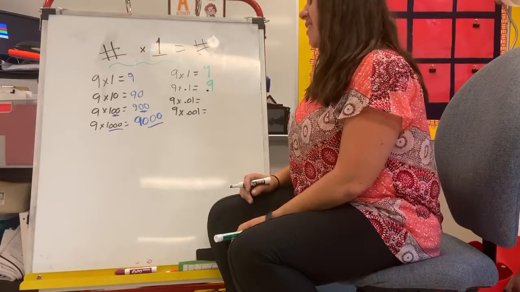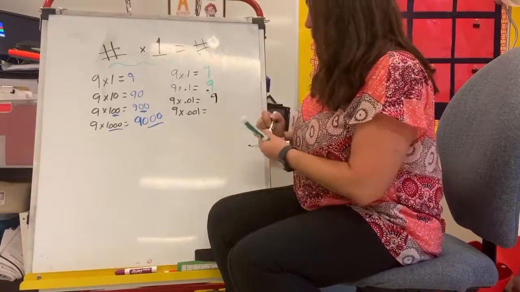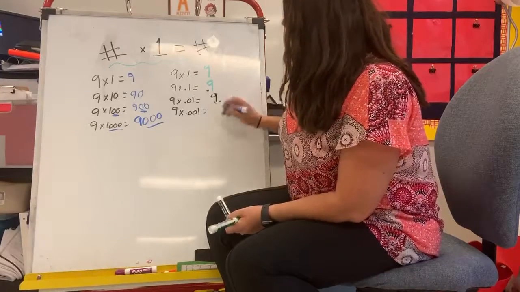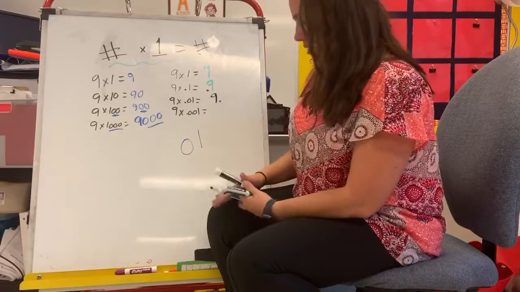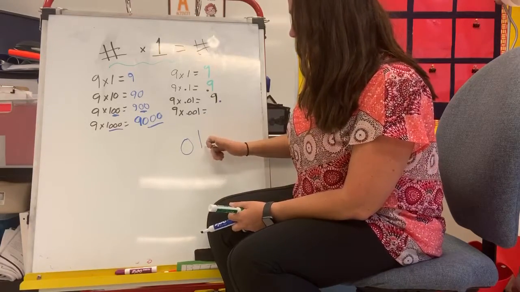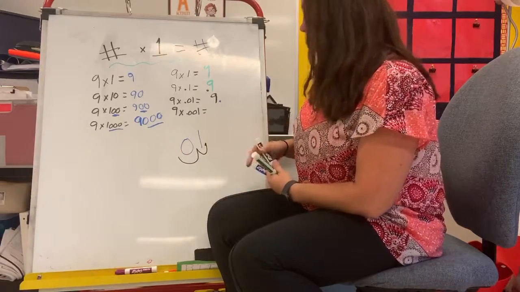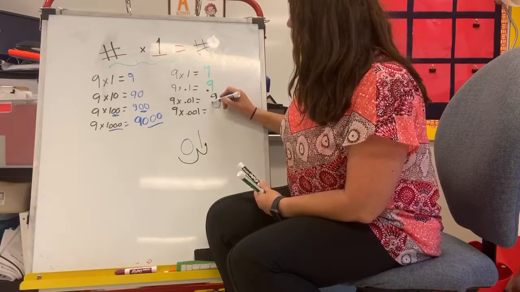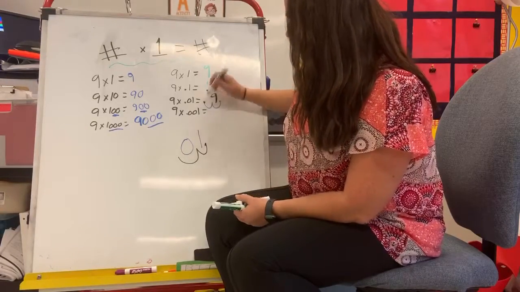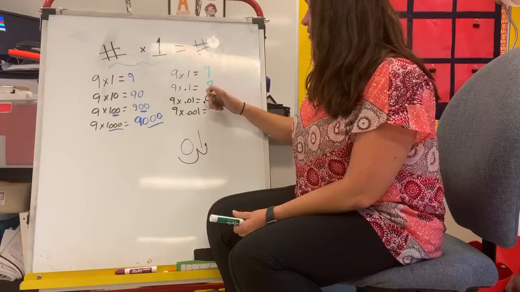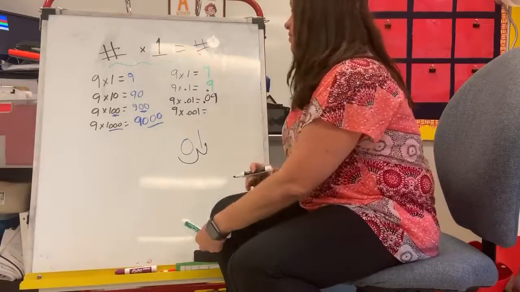Now what about 9 times 100th? Well, I can place my 9, put my decimal to begin with. How many times did I move it? Well, originally, my decimal was here for 1. I moved it 2 times, so here I need to move it 2 times. Place my decimal, and I need a placeholder here. So here's my answer, 9/100ths.